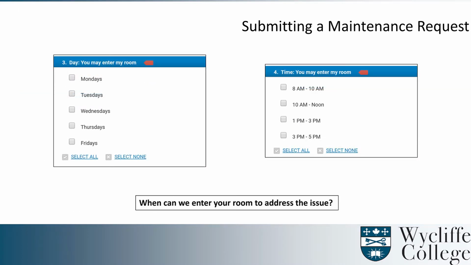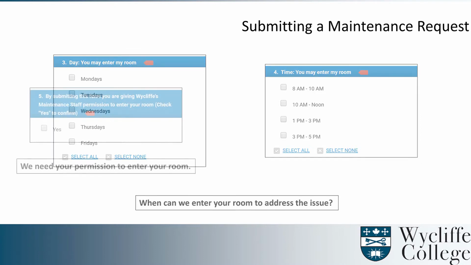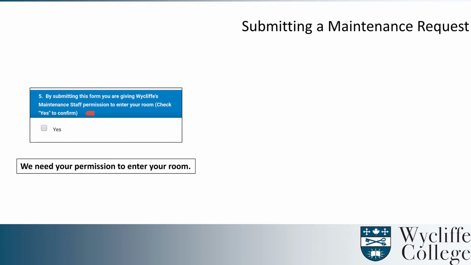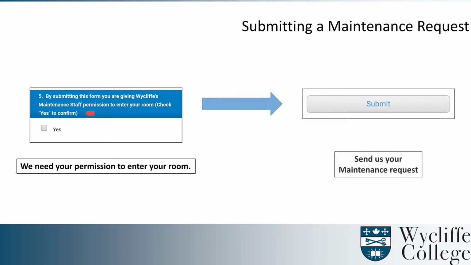Enter the days of the week and the times that maintenance staff are able to enter your room to deal with the issue. You can select all under each category to select all days and all times. Next, you will need to give Wycliffe's maintenance staff permission to enter your room. You can do this by clicking Yes. And finally, click Submit at the bottom of the form.